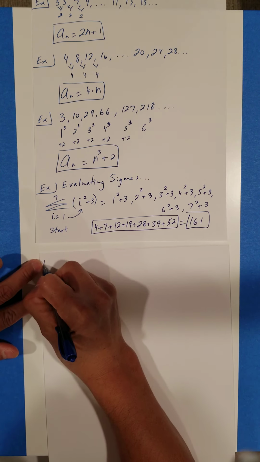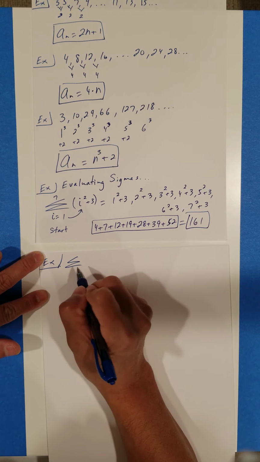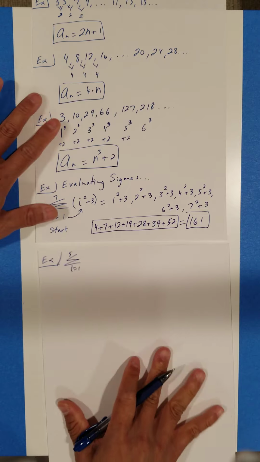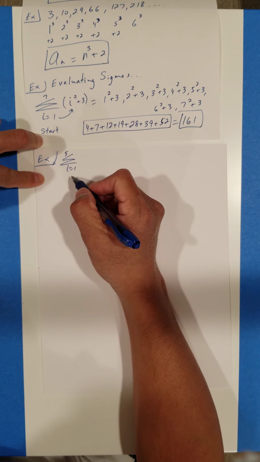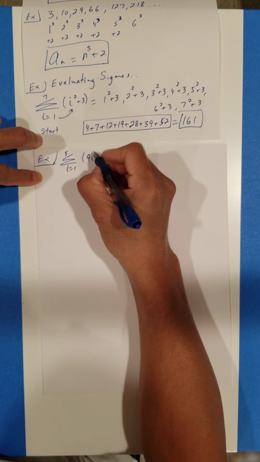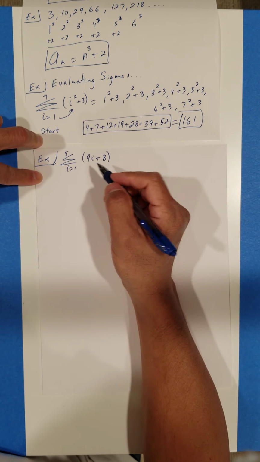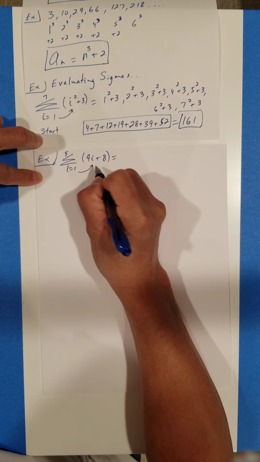Okay, so let's do some more sigmas. For example, evaluate the sigma of i equals 1 through 5. Now in general, they normally give you a 1 here to start out with, but it's not a must. Sometimes they might get funky a little bit and start with like a 3 or whatever. No big deal. But whatever you have here, you start with that number.